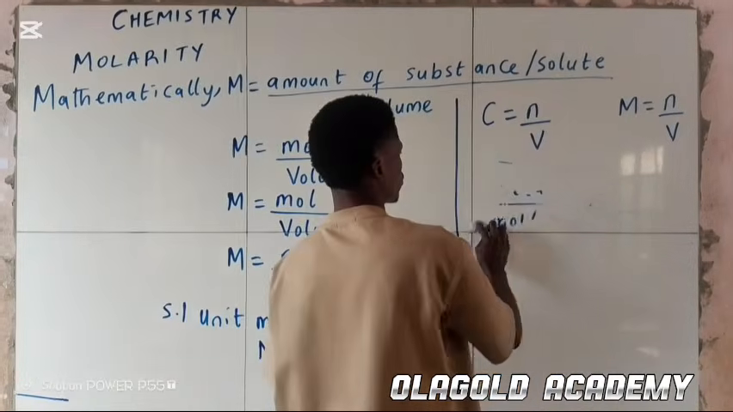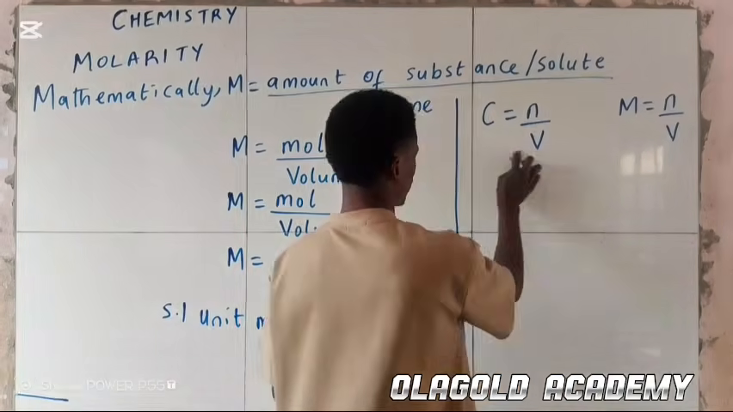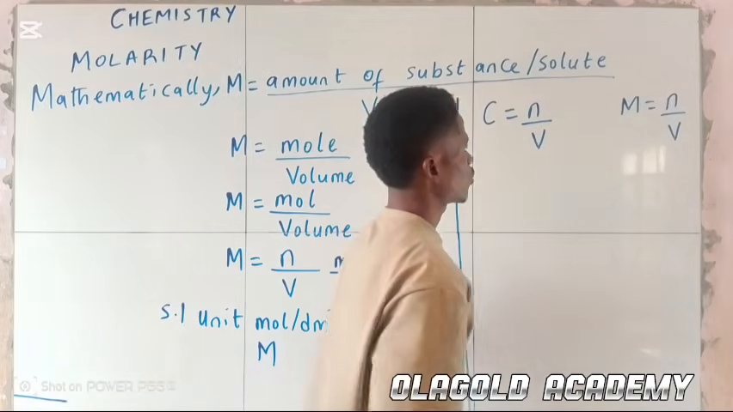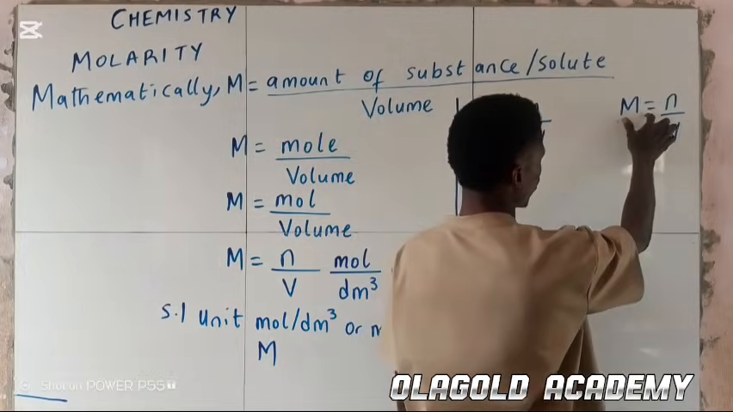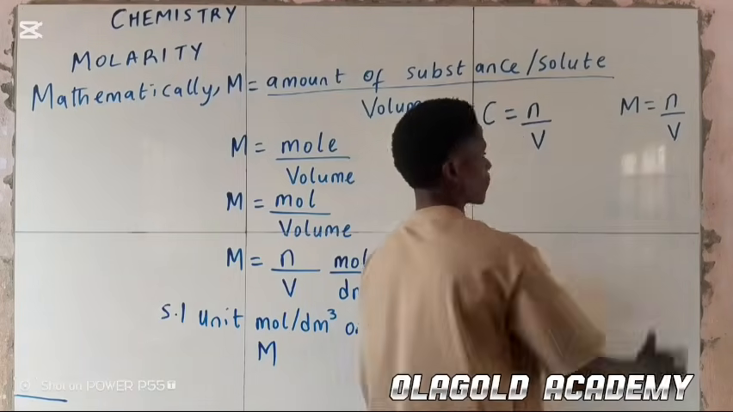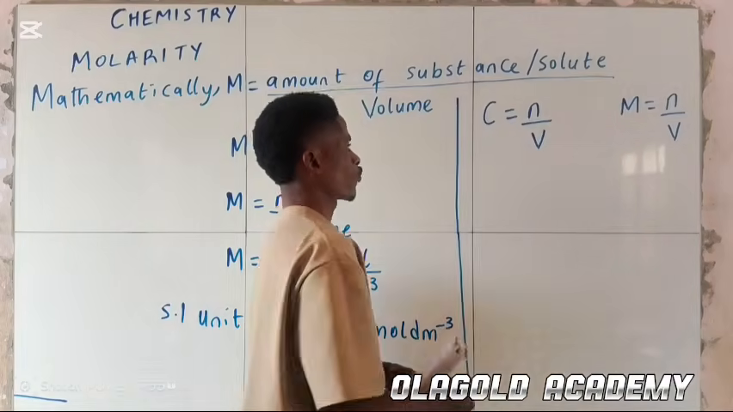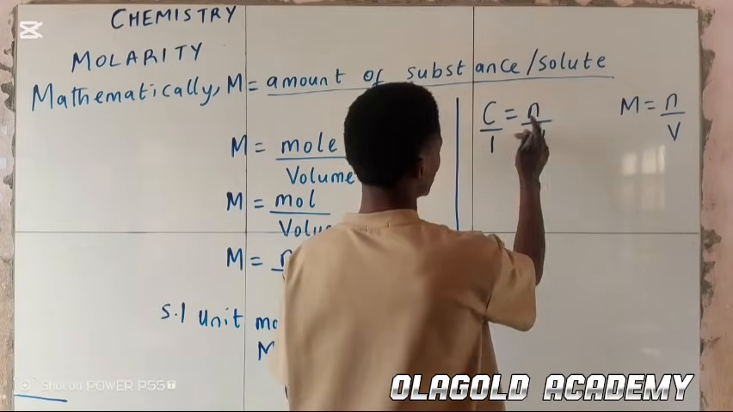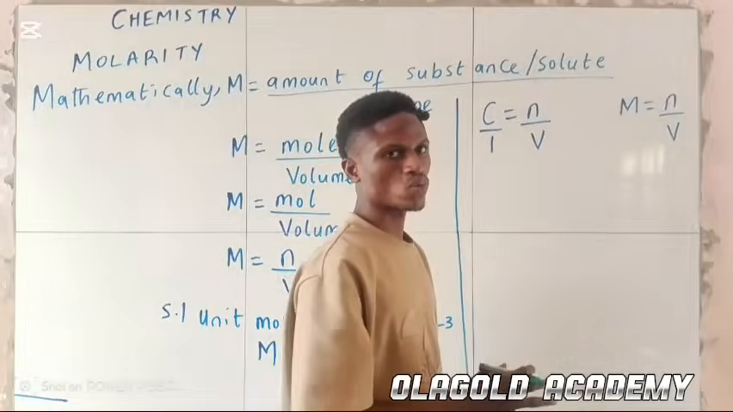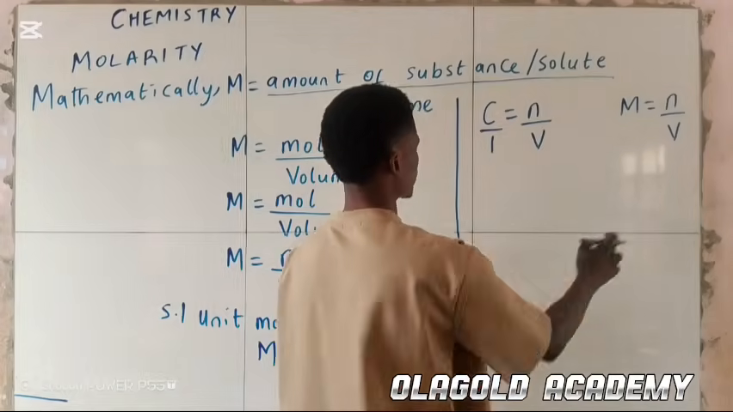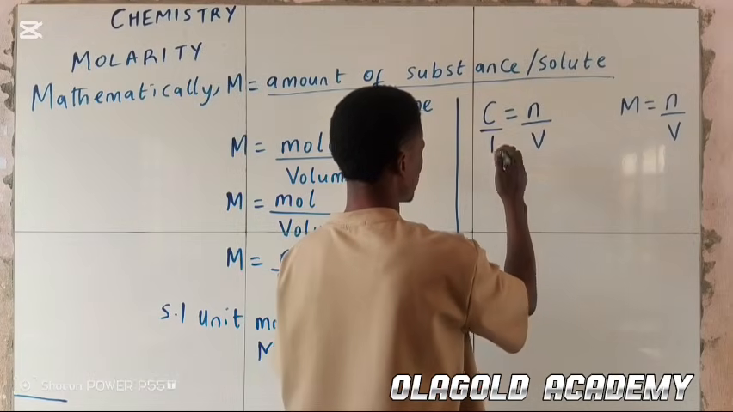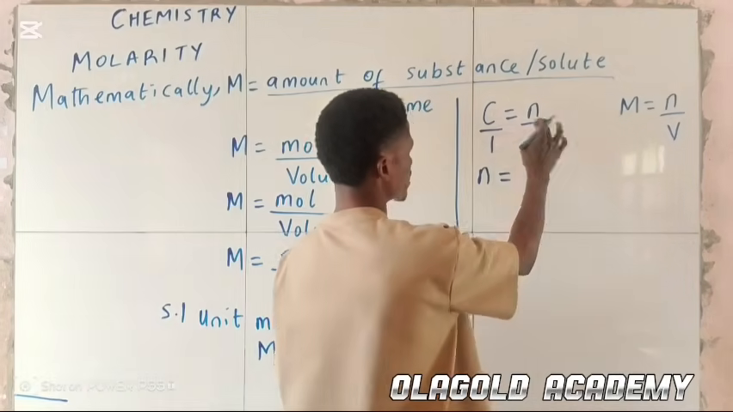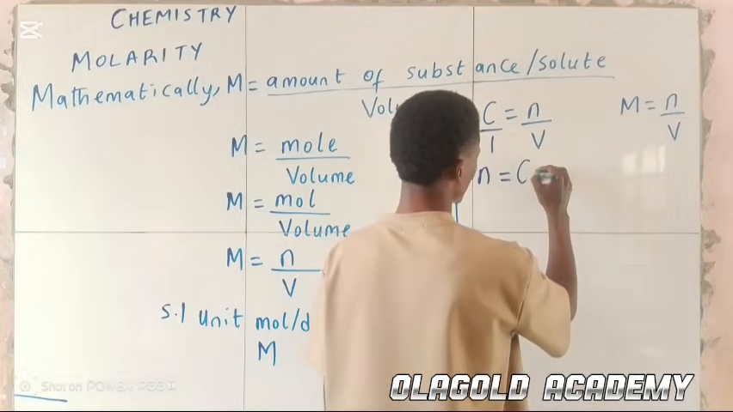Alright, so now we have concentration equal to number of moles over volume, or molarity equal to number of moles over volume. From here, we can derive a formula. I can make n stand alone by cross multiplying. So n times 1 gives me n equal to C times V, which is CV.